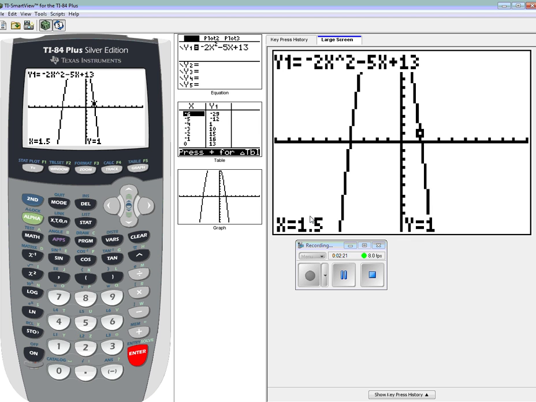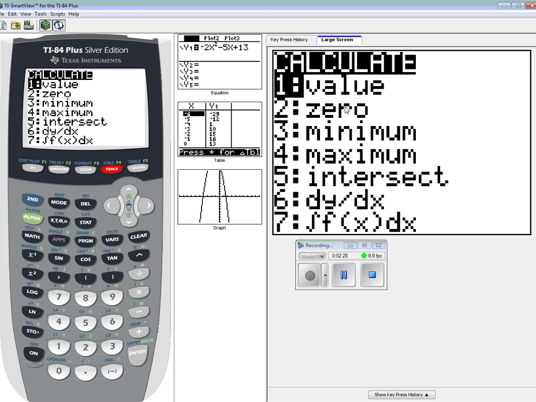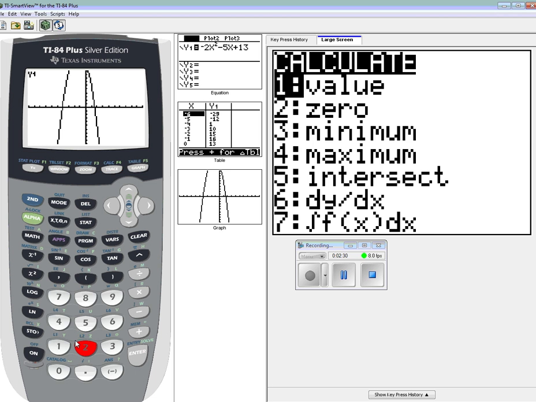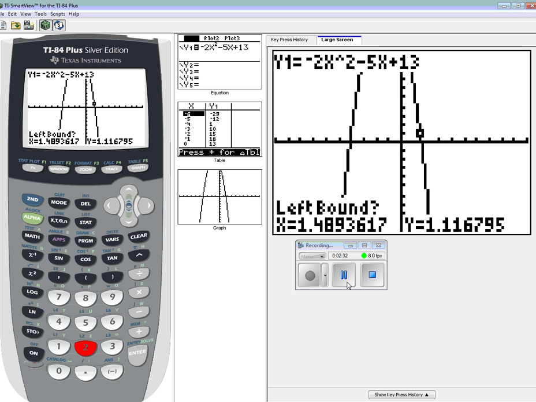So in order to calculate the zeros, you want to use the calculate menu. So you would hit second trace. We want to calculate a 0, so that's option 2. So you hit option 2, and it's going to ask you which 0 do you want to find first. That's why it asks you what's the left bound. That just means move your cursor so that it's to the left of the 0 you're focusing on.